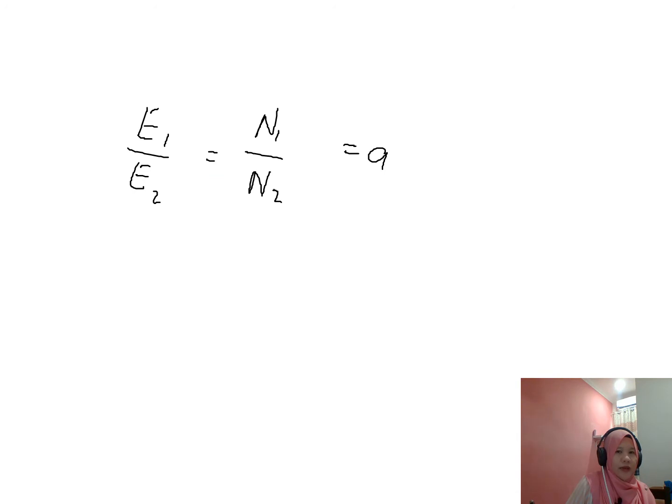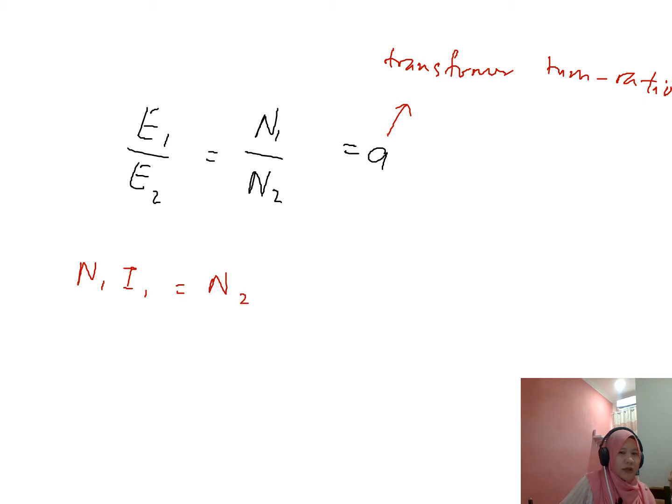So now we can summarize the equation for the transformer where the voltage at primary divided by the voltage at secondary is equal to N1 divided by N2, which is equal to A. So A is the transformer turn ratio. So we know that N1 multiplied with I1 is equal to N2 multiplied with I2.